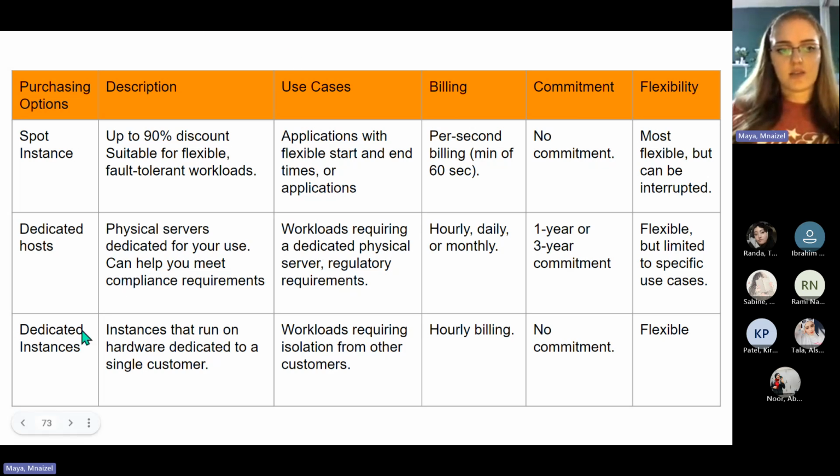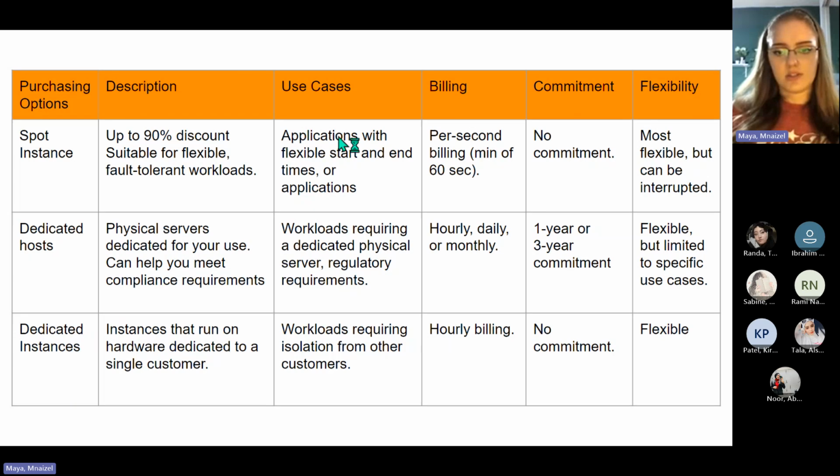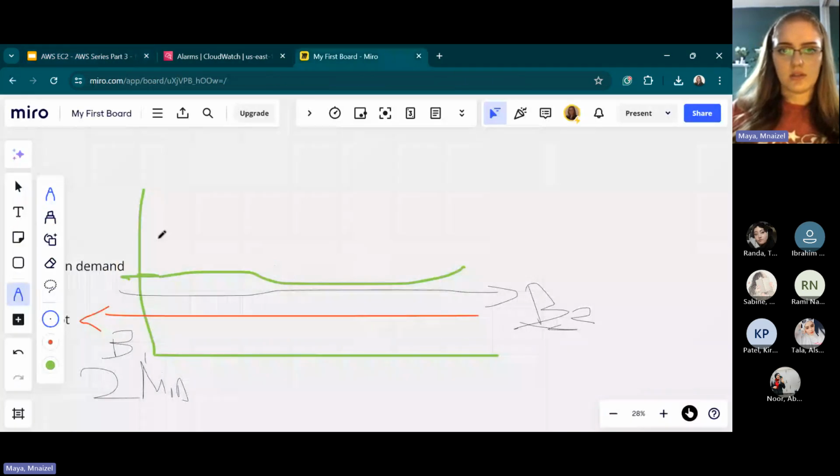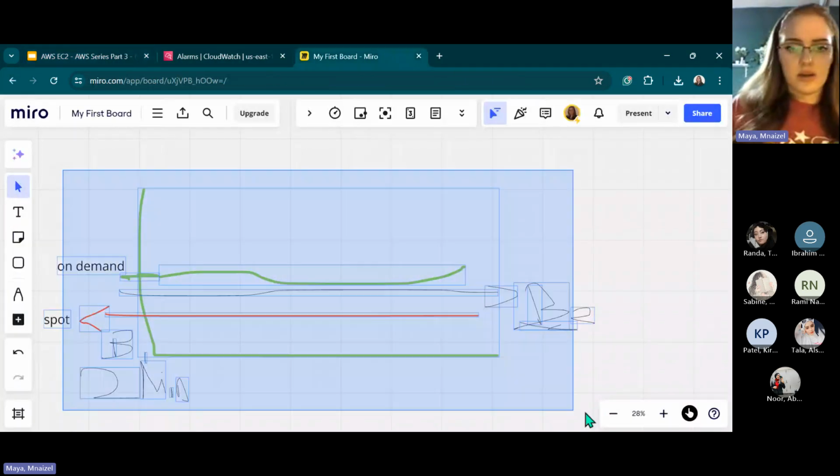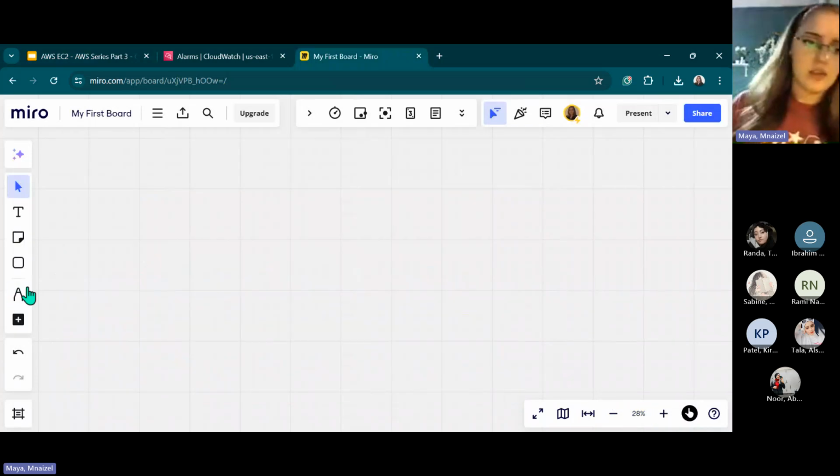let's give an example of a dedicated instance. So let me exit. It's not exiting for some reason. Okay, here it is.